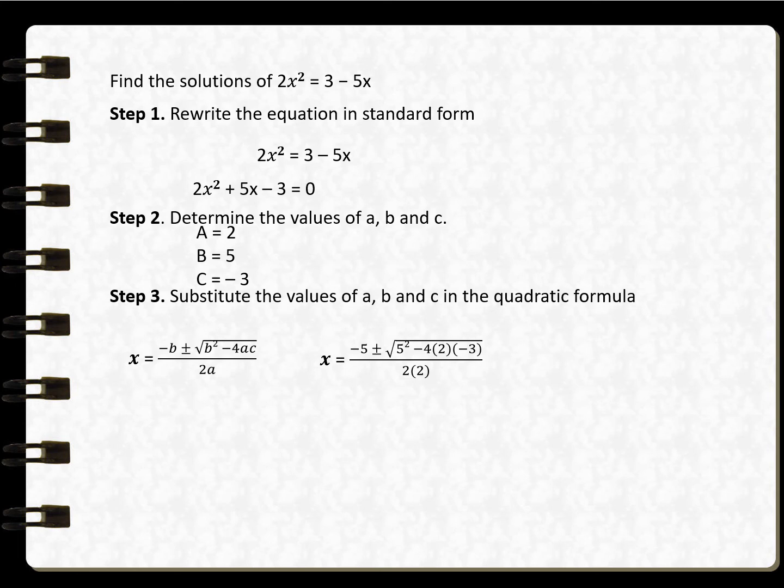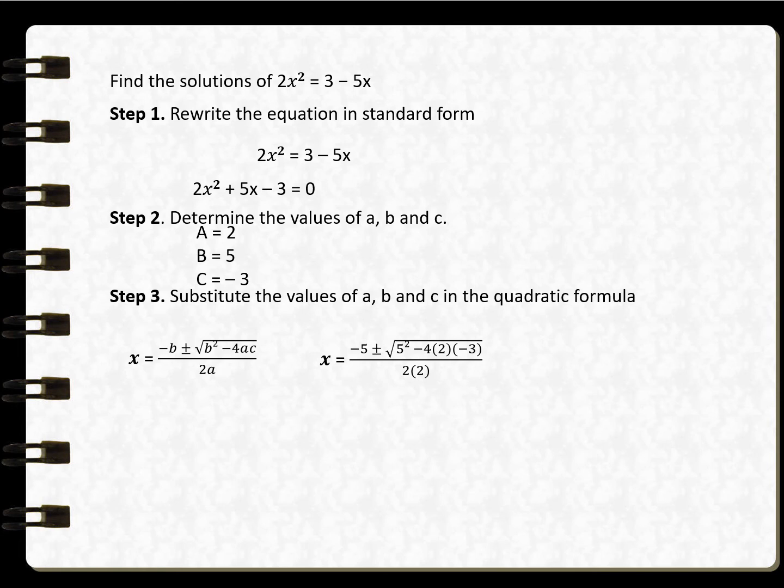So, kung walang parentheses yan, magiging 423 yan. Pero dapat may parentheses, kaya po pag nagpalit tayo ng values, that becomes 4 times 2 times 3, and then yung sa baba naman is 2 times 2. So, yan yung third step.